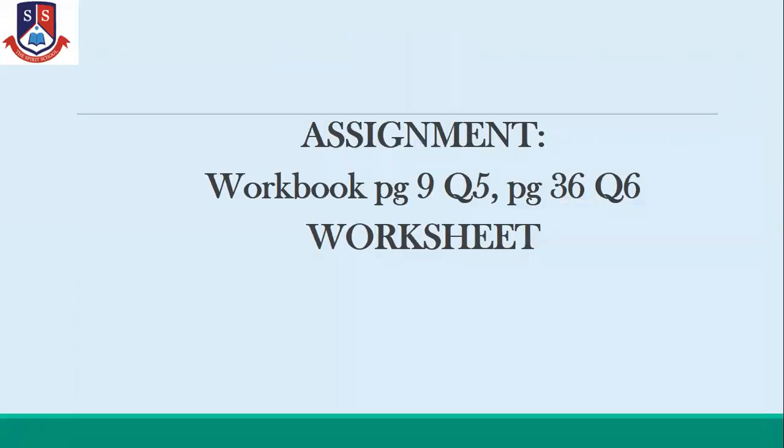The assignment that I'm going to give you today is of workbook page number 9 question 5 and page 36 question 6. You are supposed to do this in your workbooks, and with that you are going to do the worksheet that is given with this lesson to you.